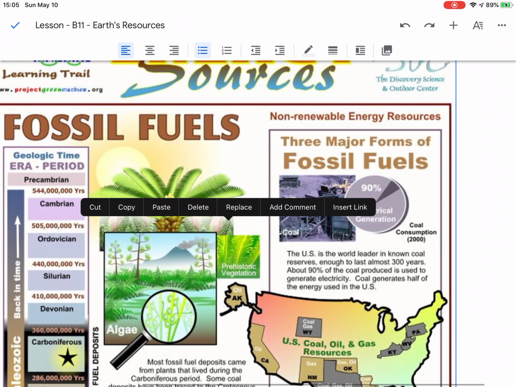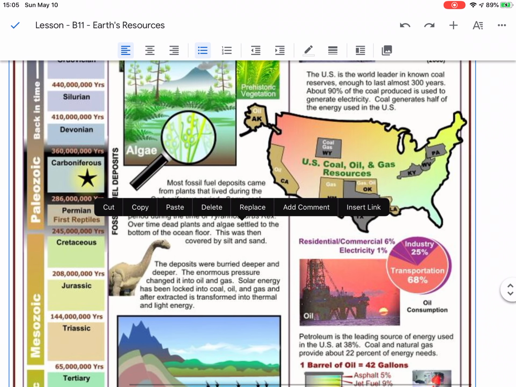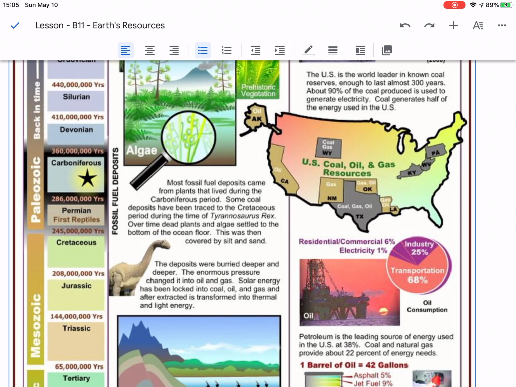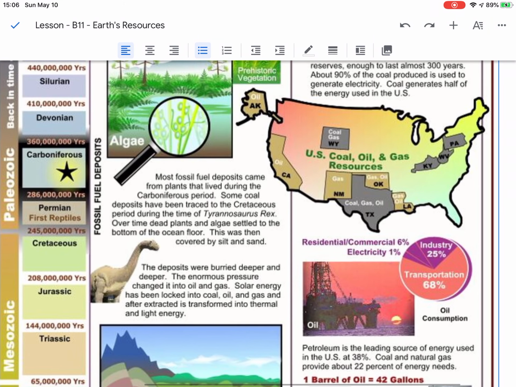Okay, let's come over here. So let's try to read this. Most fossil fuel deposits come from plants that lived during the Carboniferous period. Some coal deposits have been traced to the Cretaceous period, during the time of the T-Rex, but over time, dead plants and algae settled at the bottom of the ocean floor. This is then covered by silt and sand. So in that time frame, the Carboniferous, if you look over here, all the way down to the Cretaceous, that's when a lot of our fossil fuels were being formed.